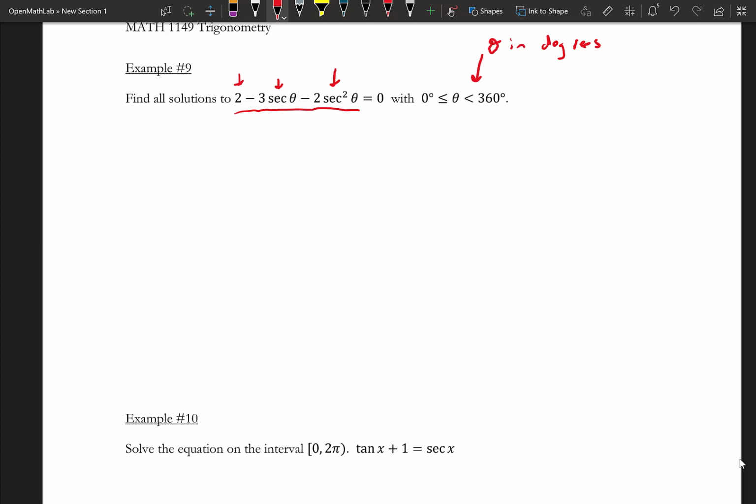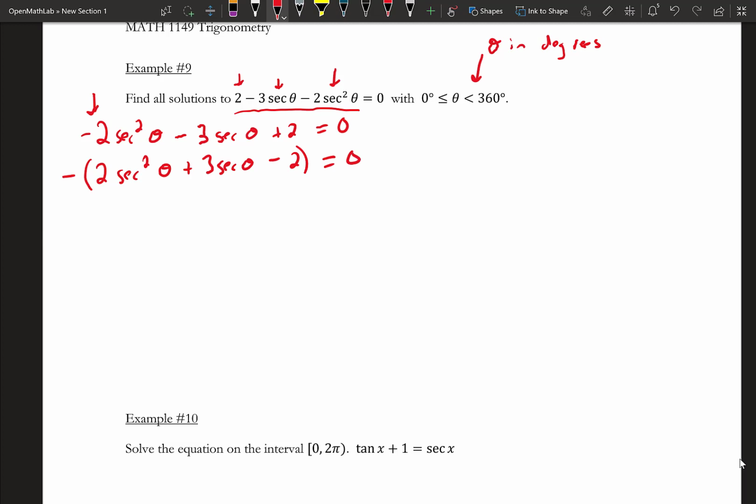I see secant squared, I see a secant, and I see some constant. So the first thing I would do is rearrange this and write it how we're used to seeing quadratics, with the square part first. Just use the commutative property of addition and rearrange the terms. So we get negative 2 secant squared theta minus 3 secant theta plus 2 equals 0. I like this first term to be positive, it makes it much nicer. So we could factor out that negative, giving 2 secant squared theta plus 3 secant theta minus 2 equals 0, and multiply both sides by negative 1. That leaves me with 2 secant squared theta plus 3 secant theta minus 2 equals 0, which is cleaner and nicer to work with.